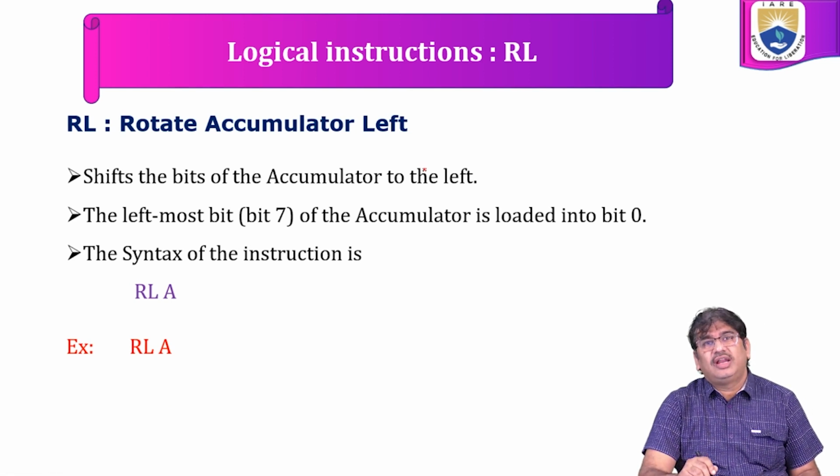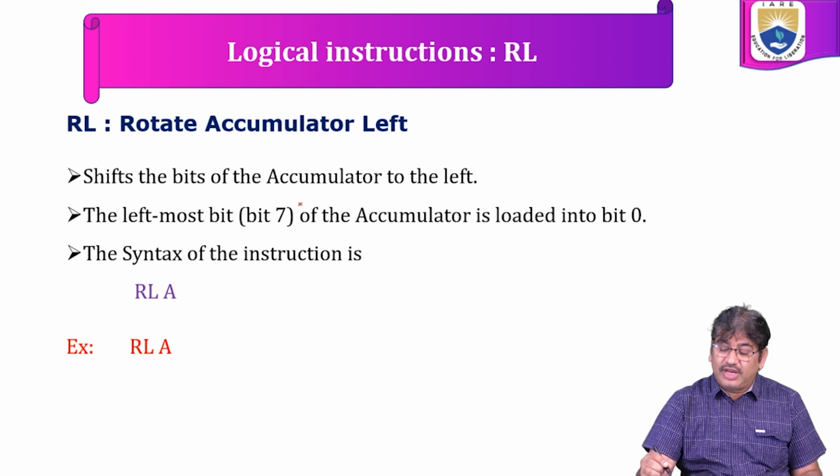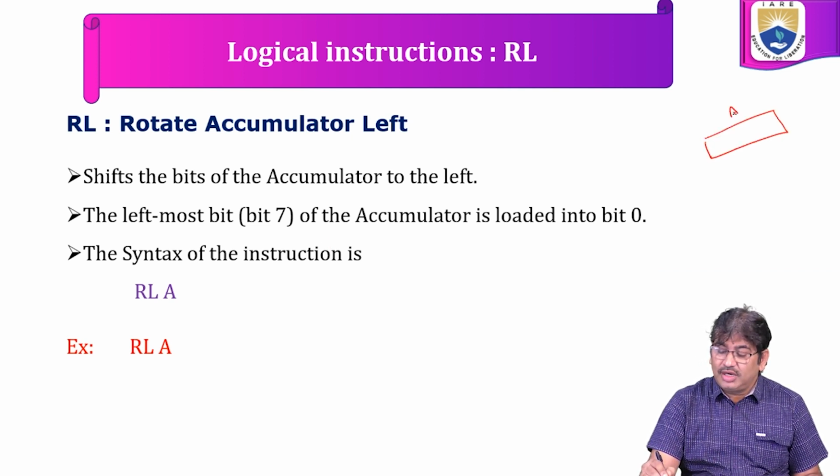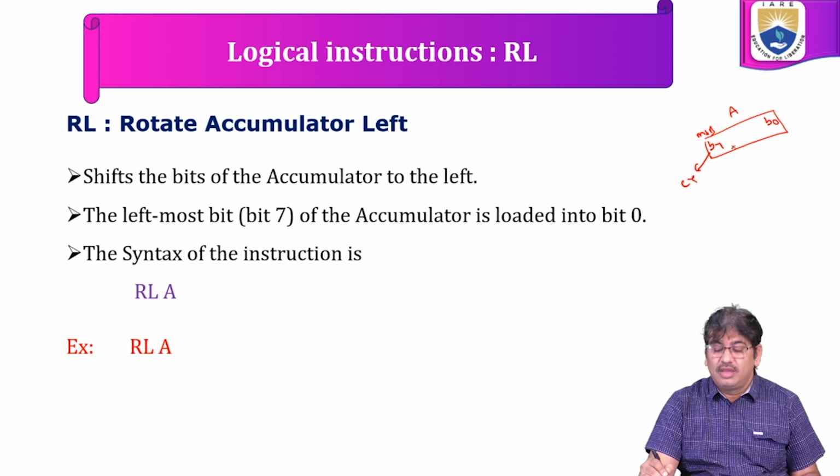The next instruction is RL, which is rotate accumulator left. This instruction shifts the bits of the accumulator to the left only one time. When you are shifting the contents of the accumulator towards the left, the B7 bit, that is the MSB bit, will be copied into the carry flag. B6 will be moved to the MSB position, next B5, like this through B0, and the LSB will be loaded with 0. The syntax of the instruction is RL A.